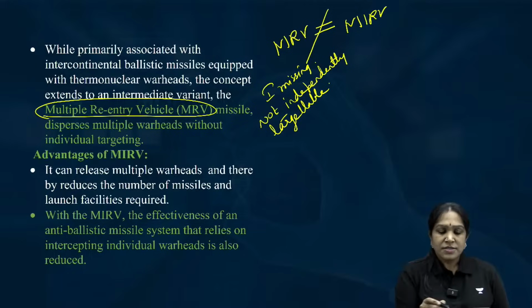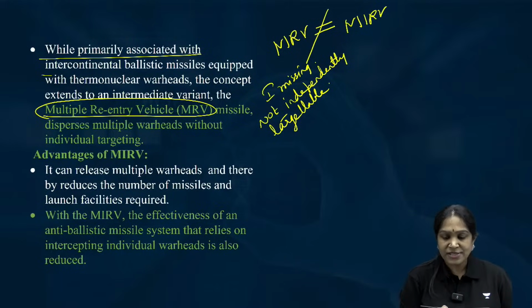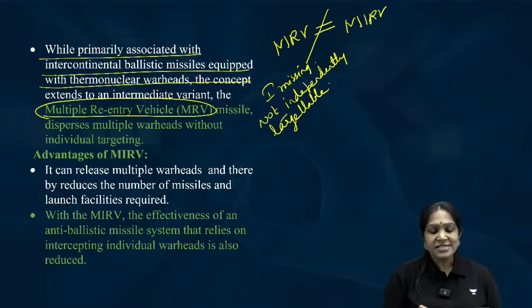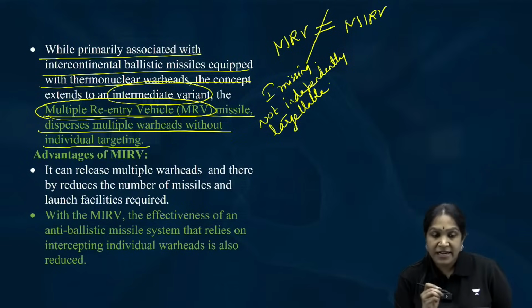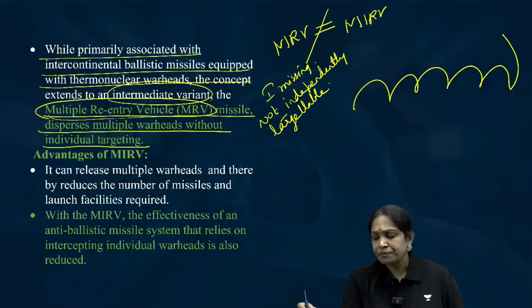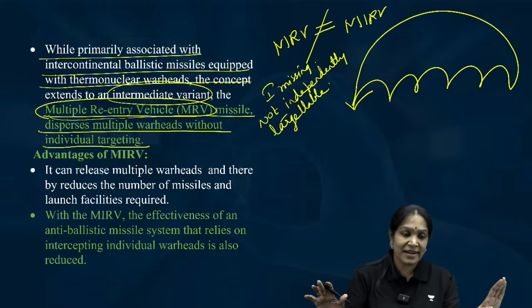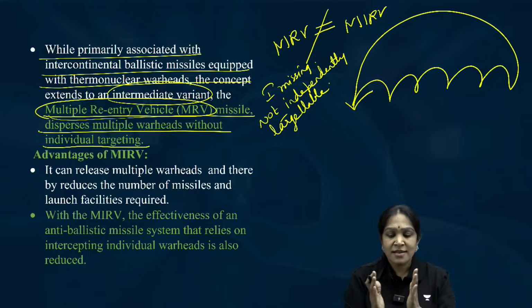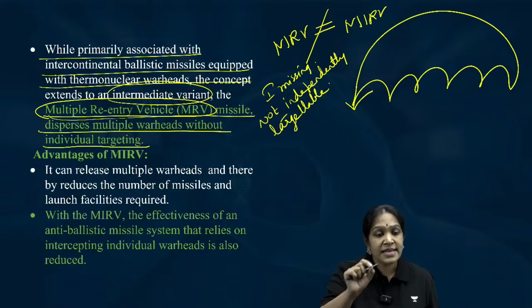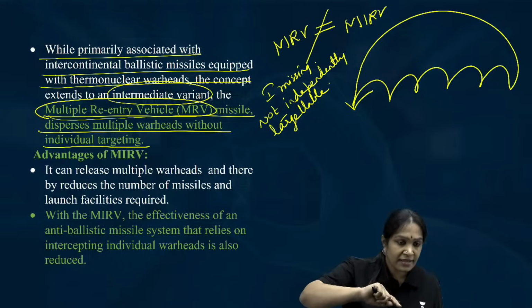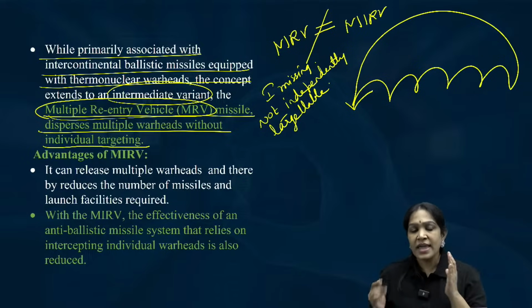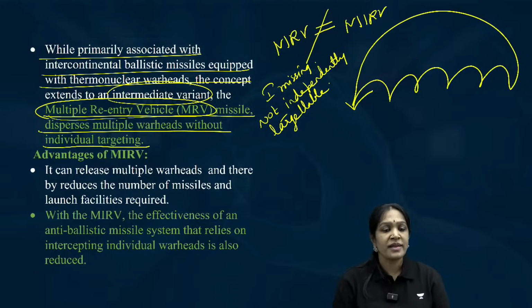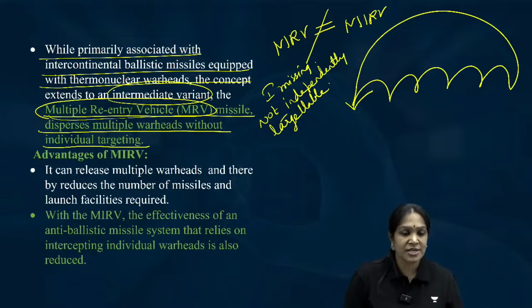Is it clear? Okay. So, while primarily associated with intercontinental ballistic missiles equipped with thermonuclear warheads, the concept extends to intermediate variants called MRV missiles. They disperse multiple warheads without individual targeting. It means they will do the same, but they don't know where they hit. They may hit my enemies or they may hit my friends also. That is the difference between MRV and MIRV. In MIRV, each target is independently targetable. In MRV, they are not. That is the only difference. So MRV is not the same as MIRV, which is a superior technology. Which is a superior technology, MRV or MIRV?